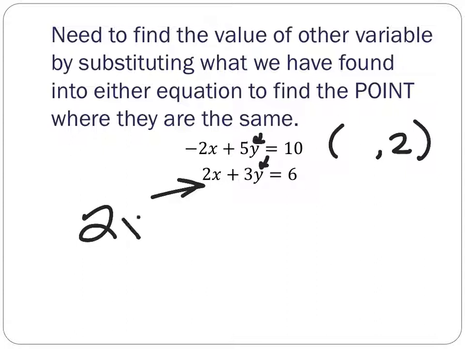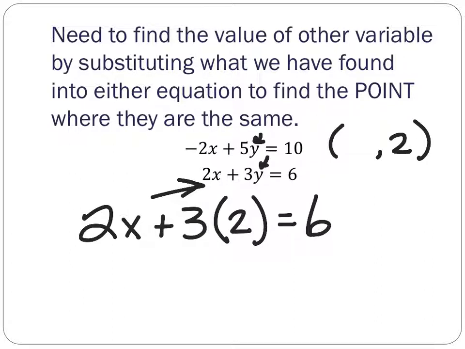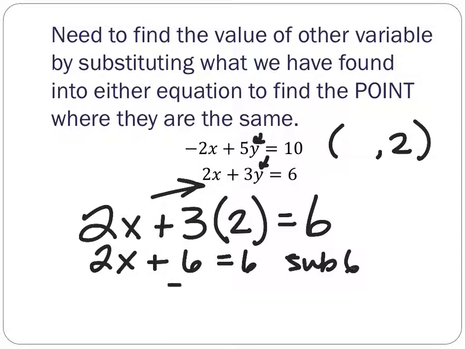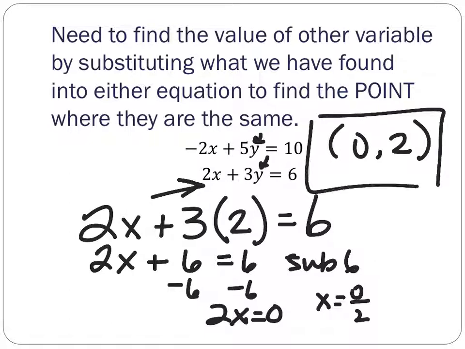2 times x plus 3 times y. Well, I know y is 2. So I'm going to substitute that, equals 6. And then I go ahead and solve for the value of x. Same process that we've been doing with our opposite operations. 2x plus 6 equals 6. And then I'm going to subtract 6 on both sides. That's going to get rid of these. And 2x is 0. And then dividing both sides by 2, I get x equals 0 divided by 2. So x is 0. I found the value of the variable.